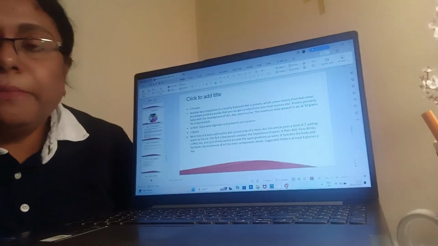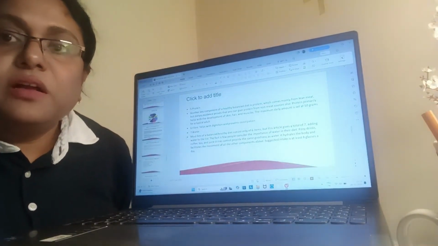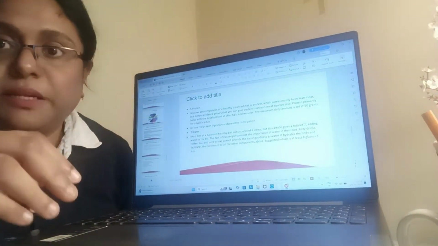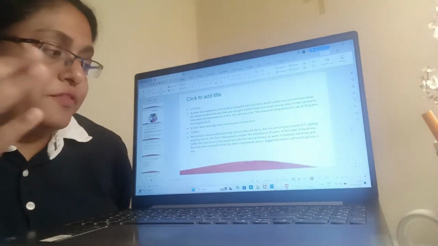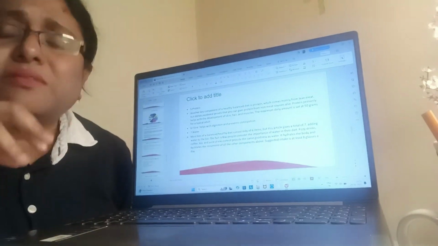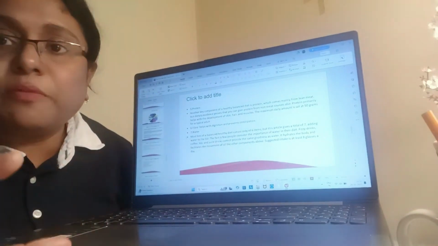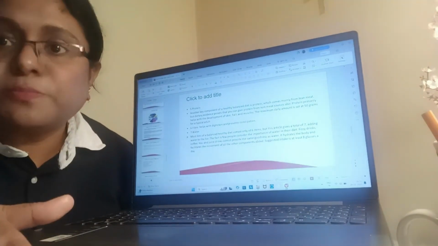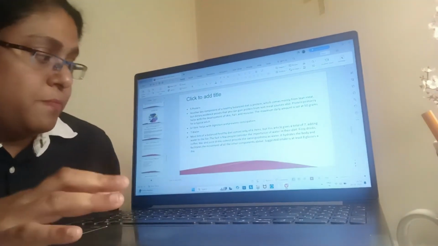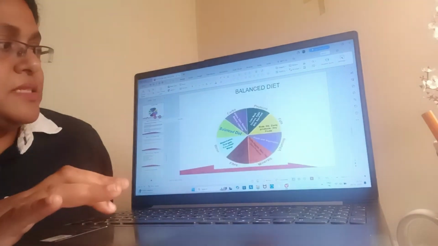I think it's really important to hydrate the body. Drink water in its natural form, not in the form of coffee, tea or juice, because they contain additional glucose or sugar. So take as much water as possible in its natural form. So this is the balanced diet chart.